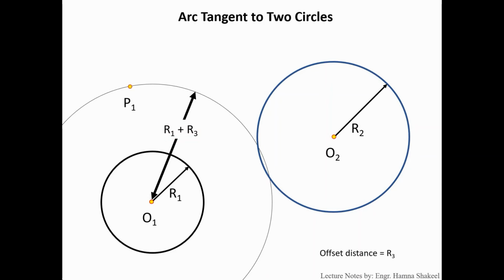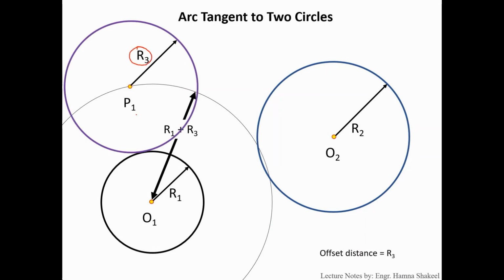So if you take any point on this offset circle, let's say you have taken this point P1, and you draw a circle having a radius R3, this circle will touch the actual circle 1 at a tangent point. If you take any point on this offset circle and you draw a circle having the radius R3, that circle will touch your actual circle at a tangent point. But our goal is to draw a circle that is tangent to both of the circles at the same time.